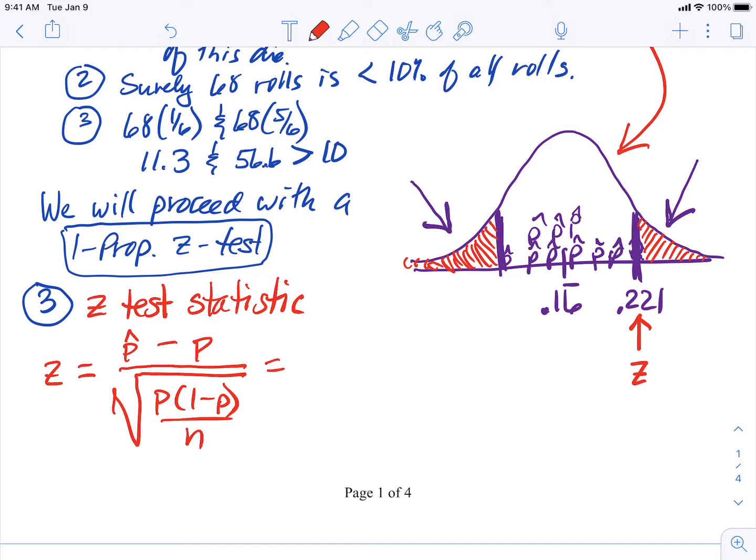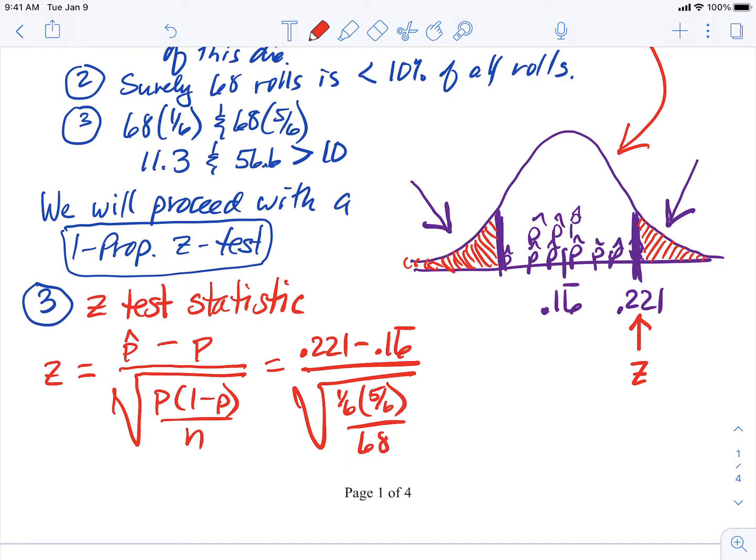So our p-hat was 22.1%. Our true proportion is 16.6%, repeating. And then the denominator is going to be p. I'll go to fractions here just to make it easier to write. p times 1 minus p, all over our sample size of 68. So this number, when we calculate it, is going to be the z-test statistic.